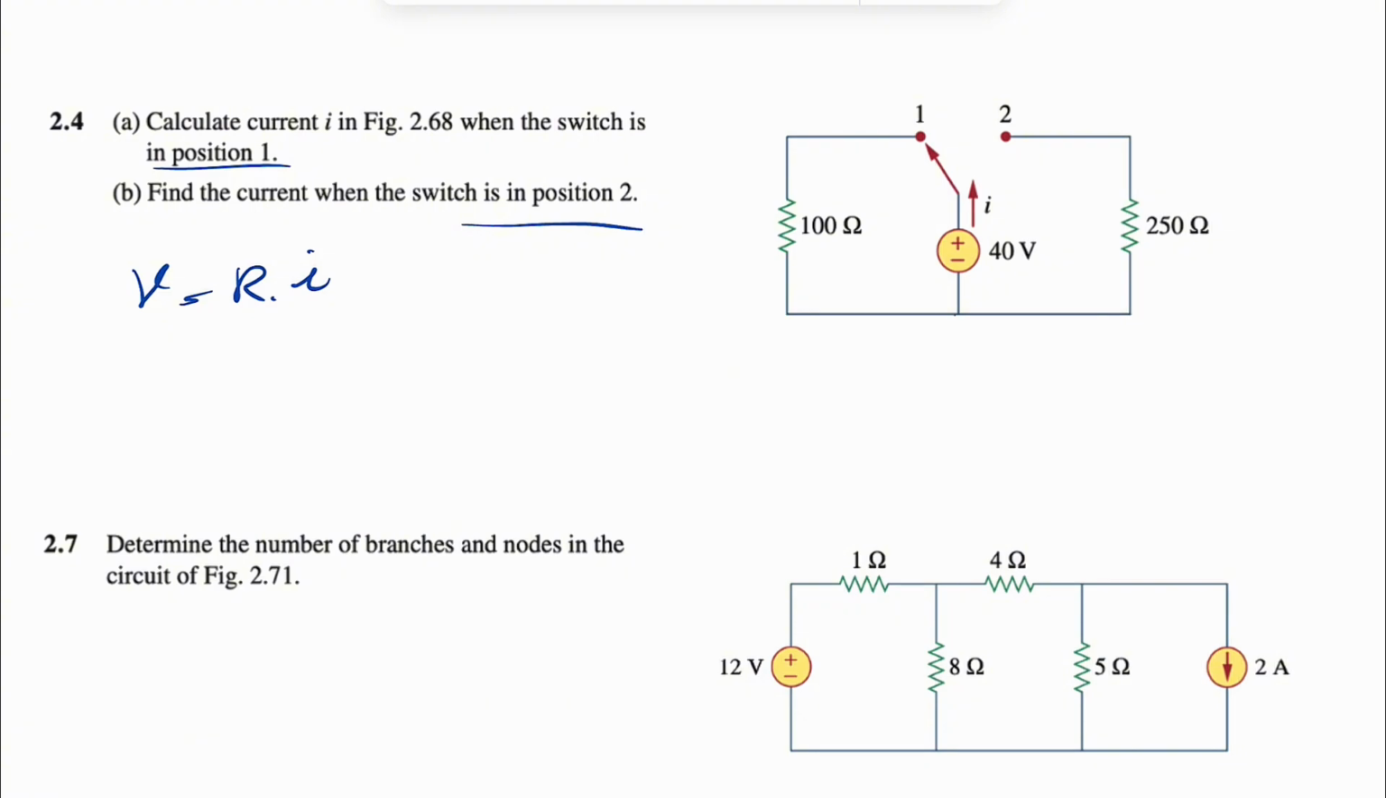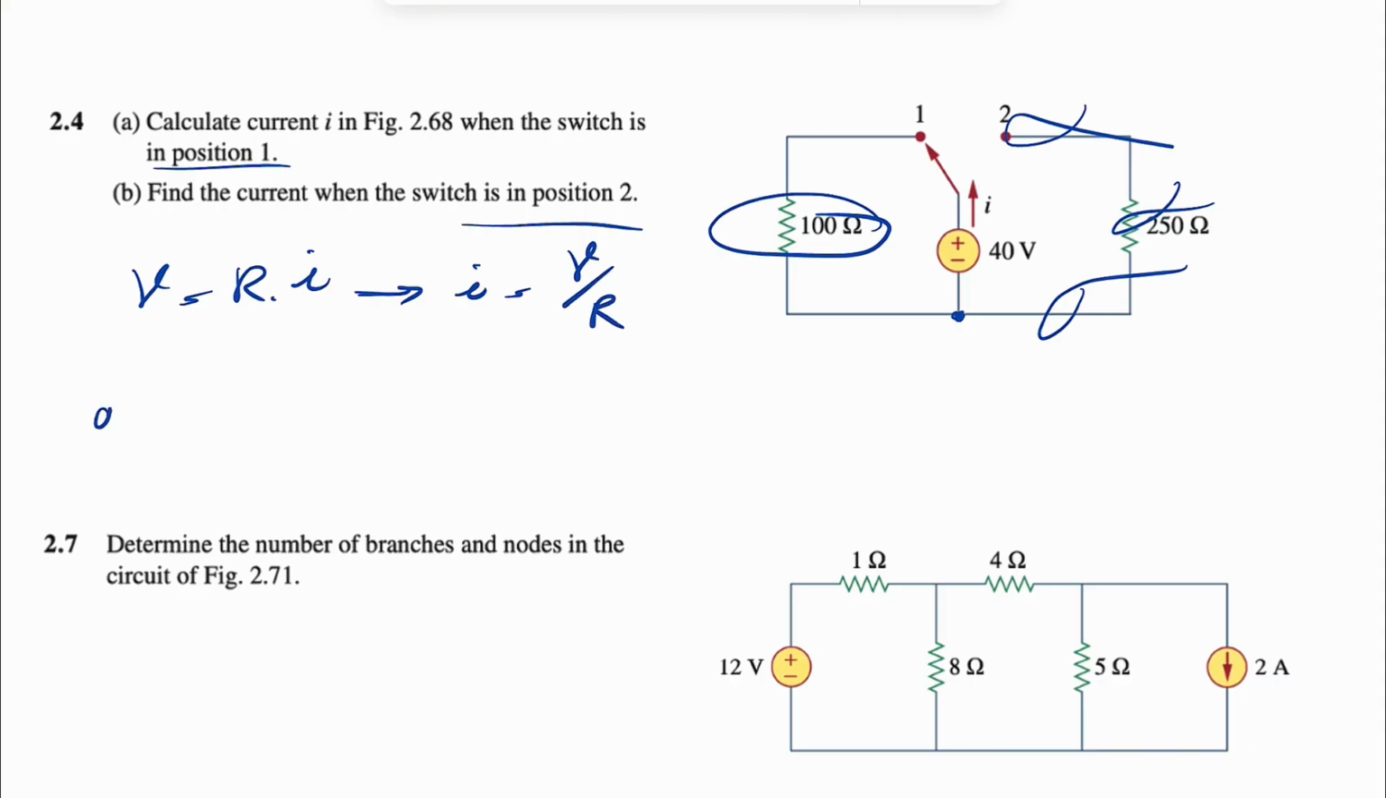In part A, when the switch is in position 1, whatever we have after this knot is going to be cancelled from the loop that we have in here. So we have the resistance, which is 100 ohm, and for finding the current, current is equal to voltage divided by resistance. We have the voltage of 40, so 40 volts divided by 100 ohm gives us the current, which is 0.4.